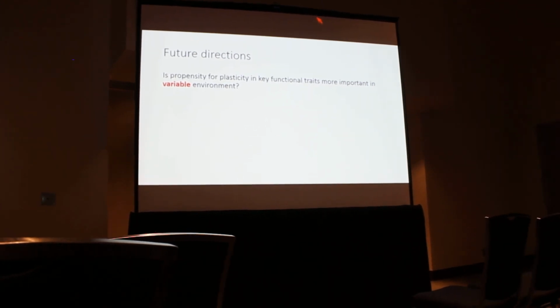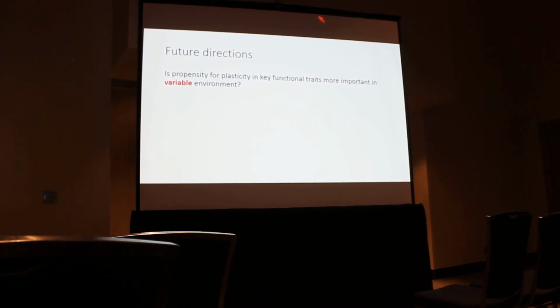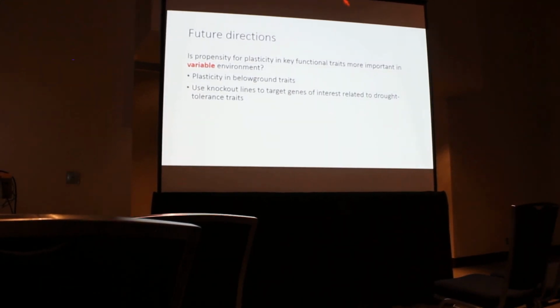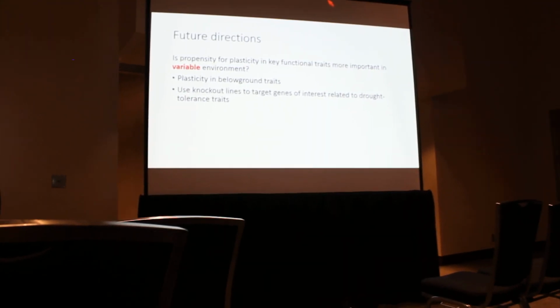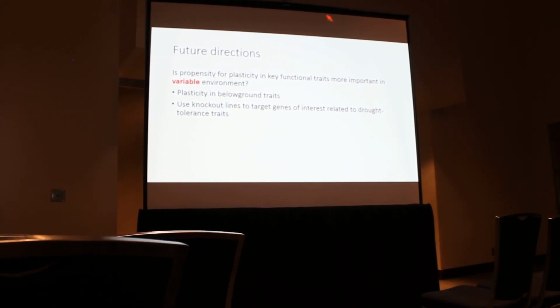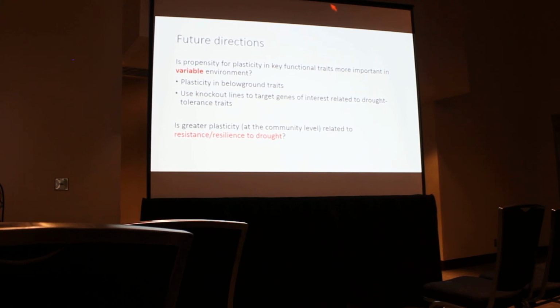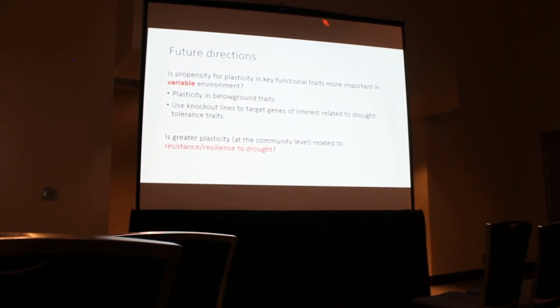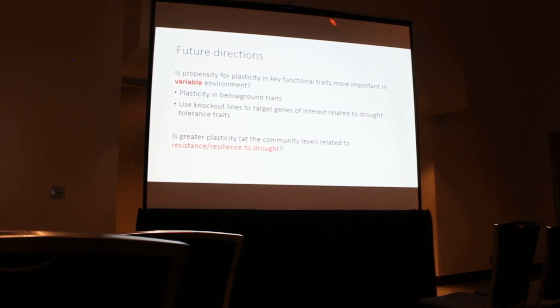We really hope to try and think about this in the context of a variable environment, so changing the precipitation and watering regime, really focusing on below ground traits which are likely to play a role in drought, and using different knockout lines to try and target genes of interest, and possibly also looking at the impact of community level plasticity on resilience and tolerance to different kinds of disturbance.